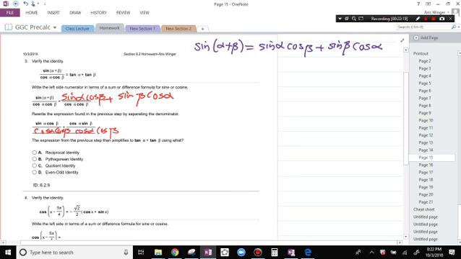The expression from the previous step then simplifies to tangent alpha plus tangent beta using what? Quotient identities. Expression from the previous step, right? Because then you should probably want to cancel. Oh, did they say simplifies? Yeah, it simplifies using quotient identities, right? Because sine over cosine is just tangent.